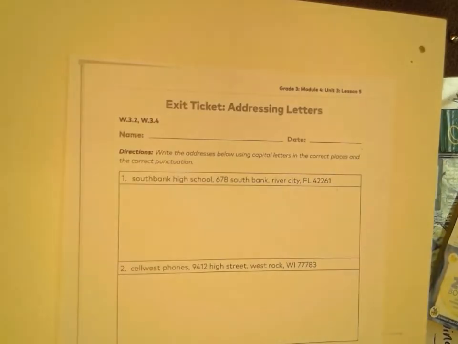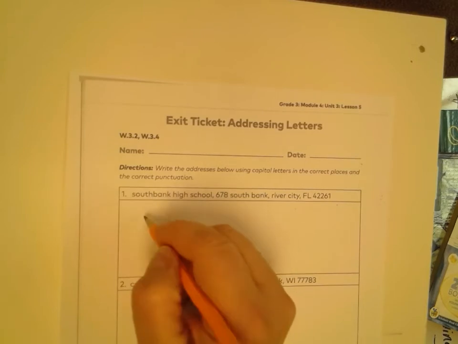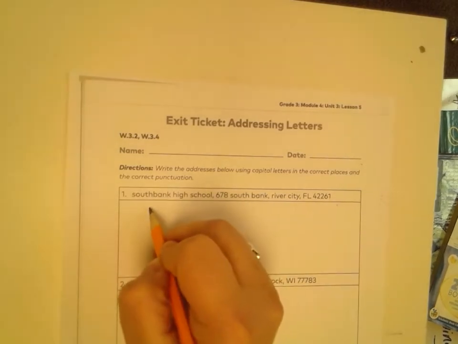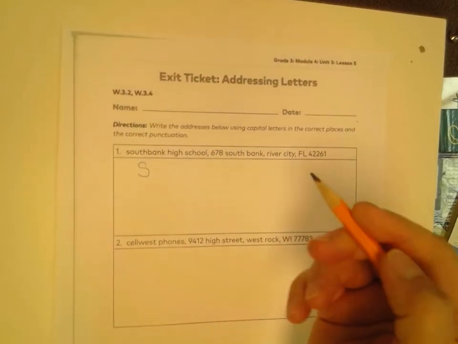So South Bank High School, we're going to write South Bank, and we need a capital S. You're doing this in your workbook with me, friends, so make sure that you have your pencil.